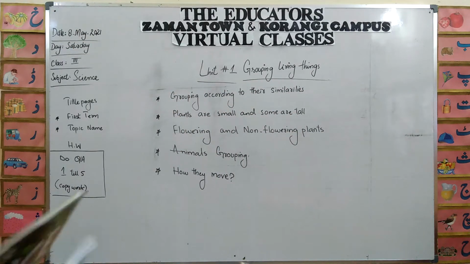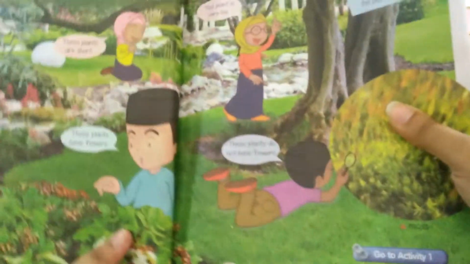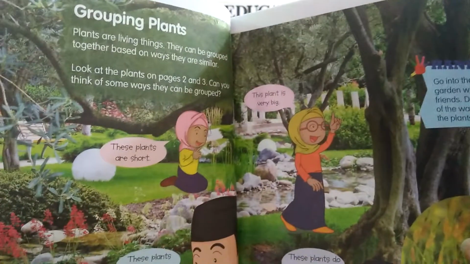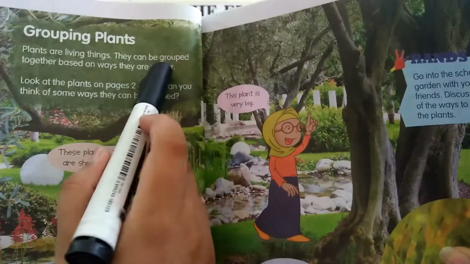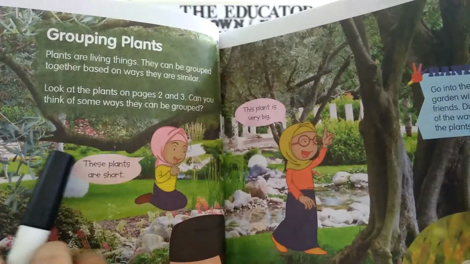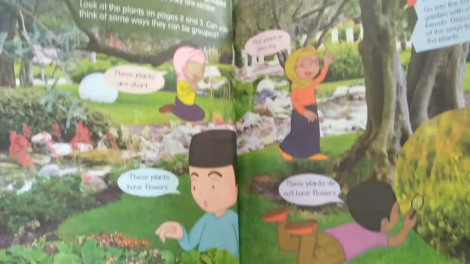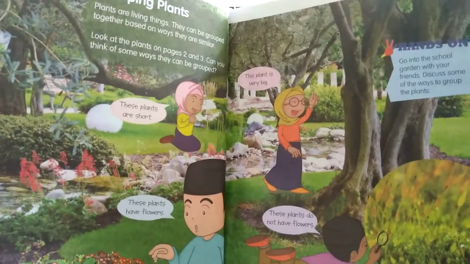Page number 2. So what do we have to do? Grouping plants. First of all, we are talking about plants. We have to group plants. Plants are living things that can be grouped together based on ways they are similar. Look at the plants on page number 2 and 3. There are some plants present, so we have to group them according to their similarity.